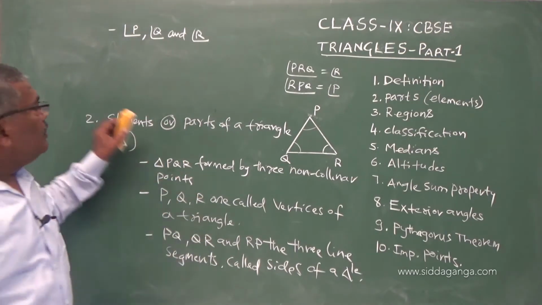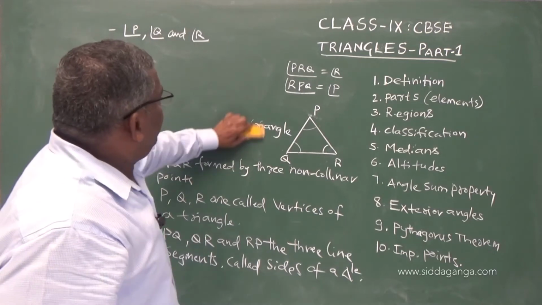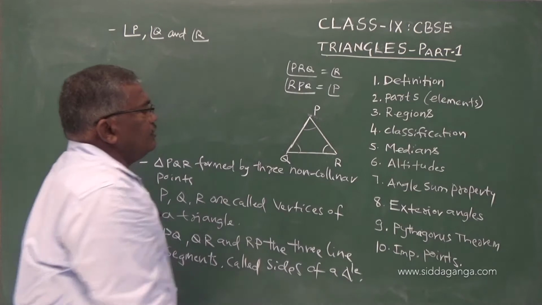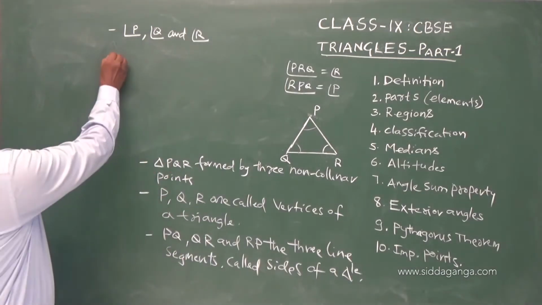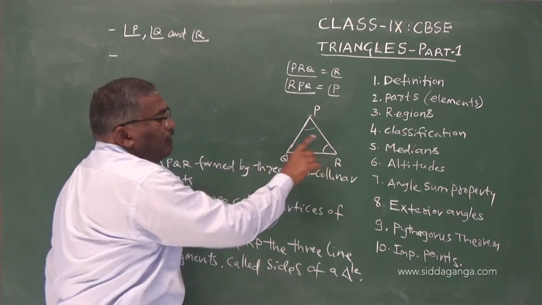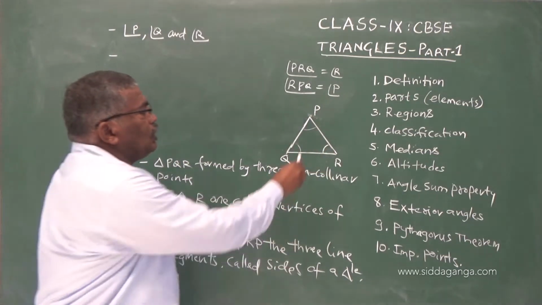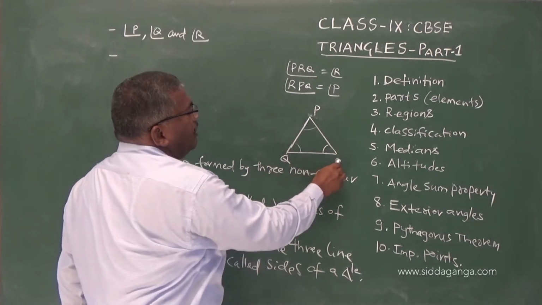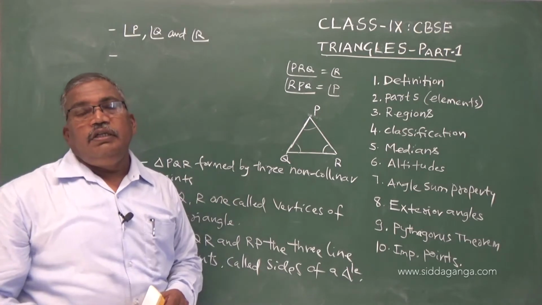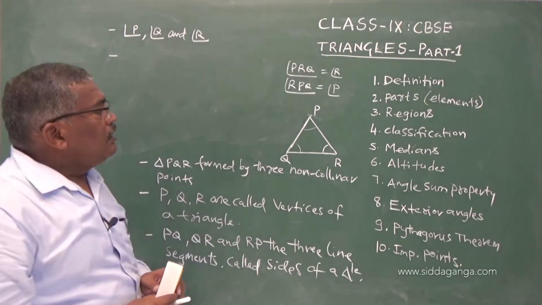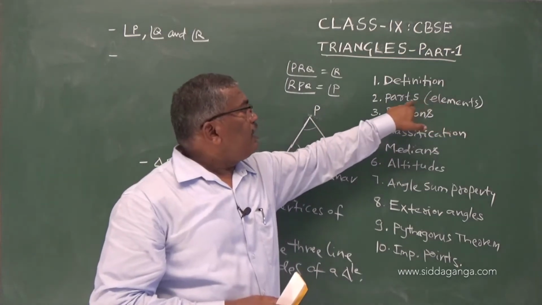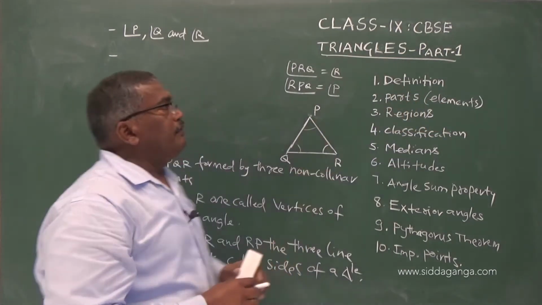So now here we know there are three lines and three angles. The three angles are angle P, angle Q and angle R. PQ is one line, QR is another line, RP is the third line. So these six things, three lines and three angles, are known as elements of a triangle, or otherwise they are called parts of a triangle.